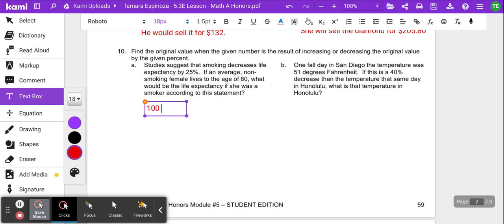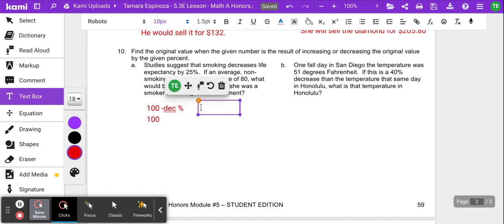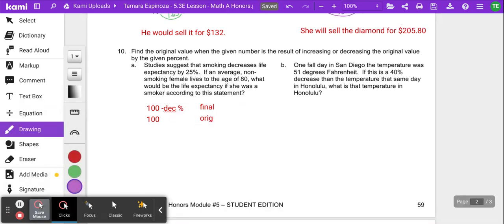So 100 minus my decreased percentage over 100 is going to be equal to my final death year over what it would be if I wasn't smoking. All right, so we're taking 25% off of your life. So if you want to smoke, you're only going to get 75% of your life. We're looking for how long you will live. If you didn't smoke, you'd be living to 80. I want to know what happens if you do smoke.